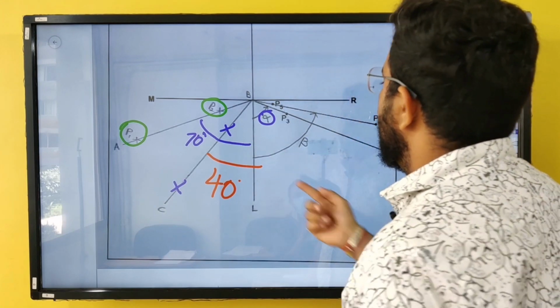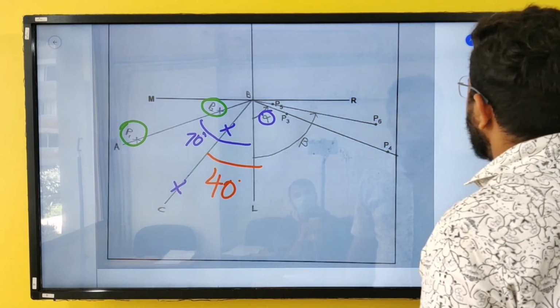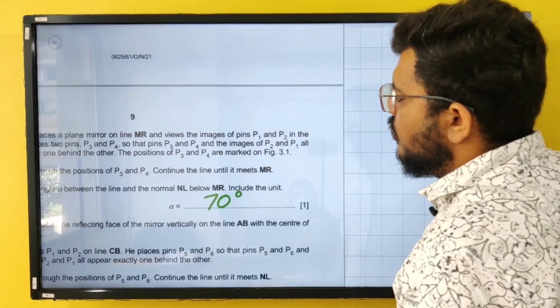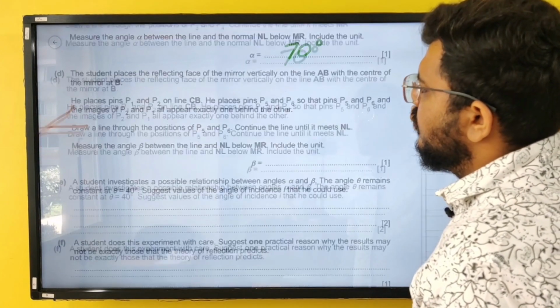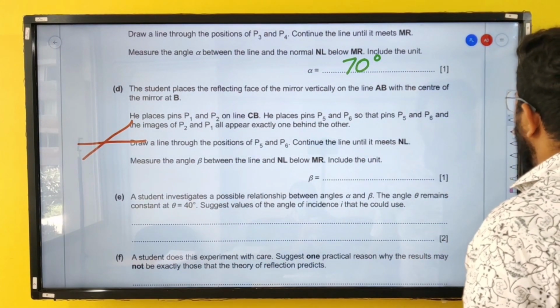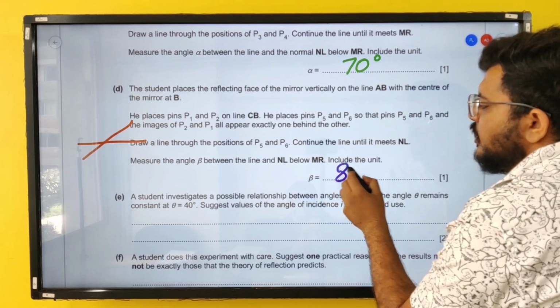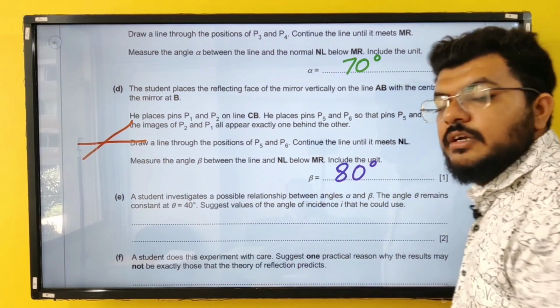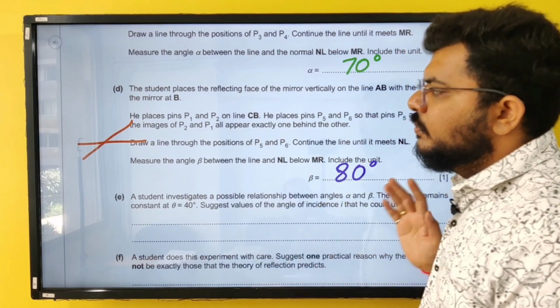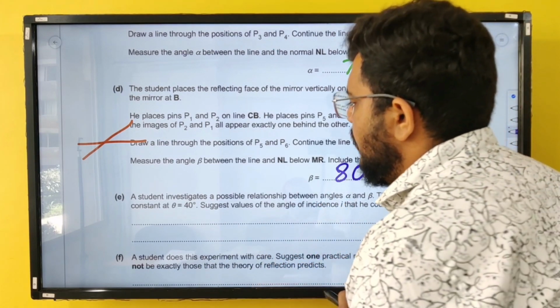They want you to measure beta, okay. For me, beta comes to 80. It should logically come to 80 because the angle is shifted by 40 degrees. So your other angle also will be shifted by 40. Beta should come to 80 degree, right? Pure measurement, even if you don't apply any logic, pure measurement, you should get answer 80.